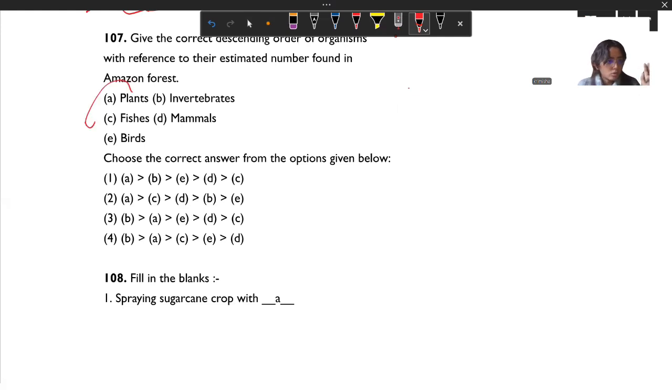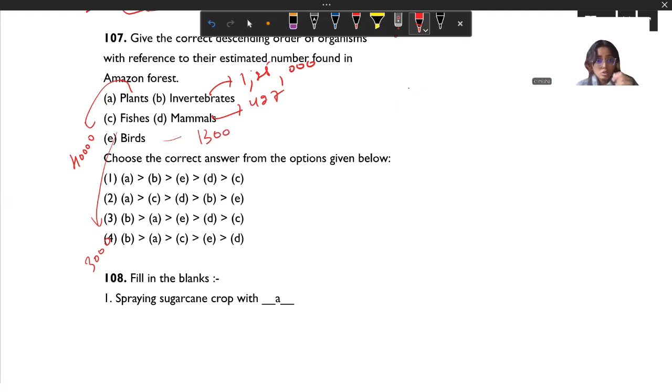So in the Amazon forest, more than 40,000 plant species are found. More than 1,25,000 invertebrates are found. Then more than 3,000 fishes are found, 427 mammals, and your NCERT states that there are 1,300 birds. So we have to arrange it in descending order. Descending order is largest to smallest.